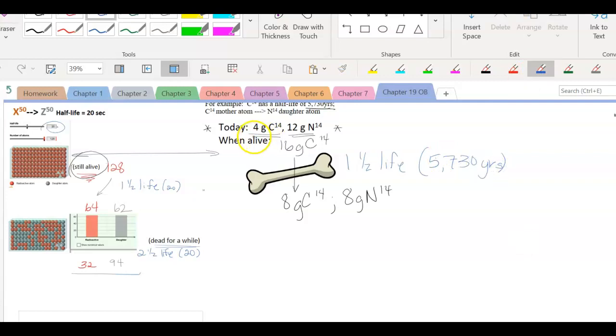Well, I found my bone in a different composition than that. So if I look to see what another half-life looks like, that means I have now 4 grams of carbon-14. Those other 4 then decayed into nitrogen atoms, which is going to bring that to 12, because it always has to equal 16, always. Nitrogen-14. That is a second half-life. That would mean that another 5,730 years had passed.